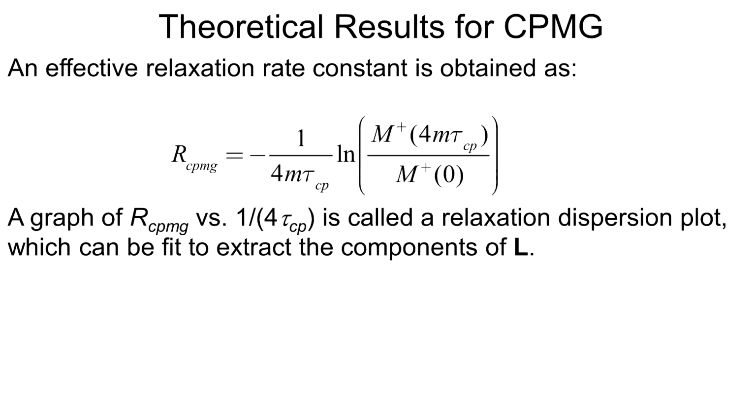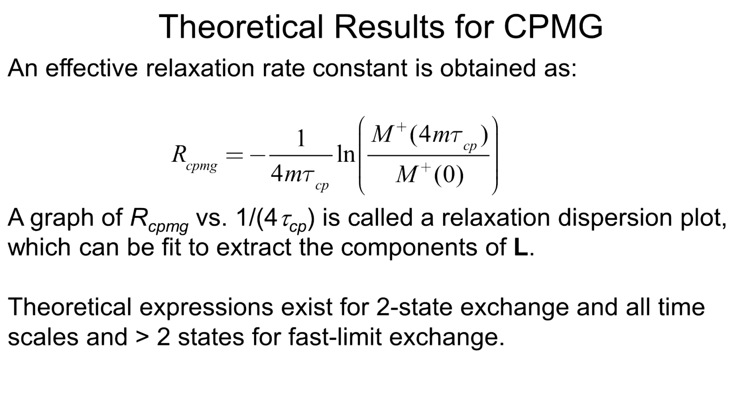And a graph of the effective relaxation rate constant versus some function of tau CP, and a very common way of plotting is to plot versus 1 over tau CP, is called a relaxation dispersion curve. And our goal is to measure the relaxation dispersion curve and then hopefully extract elements about the matrix L, extract information about the chemical kinetic process.